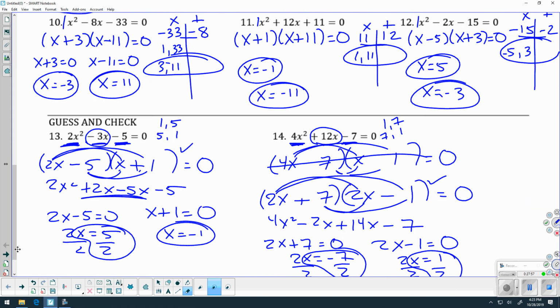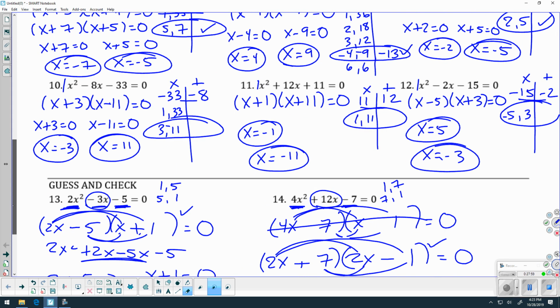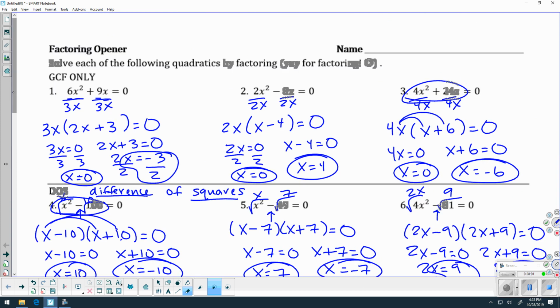Okay, so your homework assignment is just simply 15 problems, and you only have to factor them. So read the directions fully. There is no equal 0. You are not solving them. So don't tell me that x is equal to whatever as your solution. Just simply factor, and that's it.